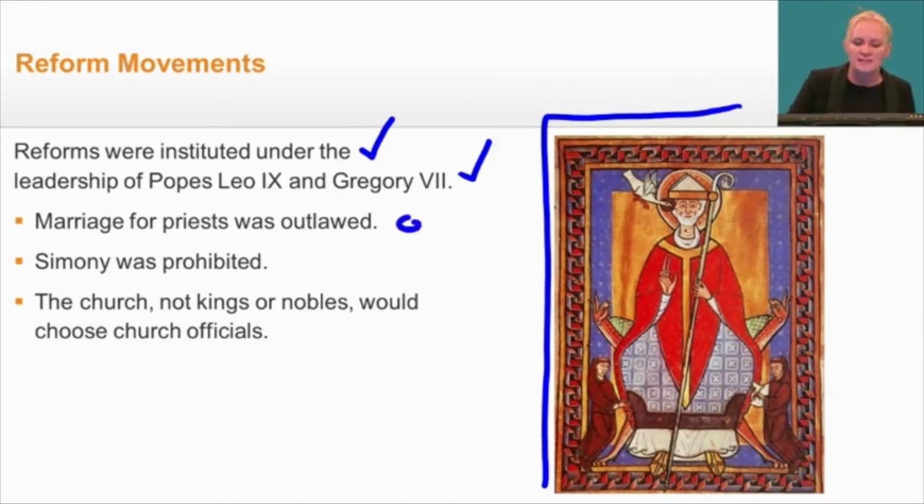Marriage for the priests was outlawed once again. Simony, that practice of giving high positions of power to the highest bidder, was prohibited. And the church, not kings or nobles, would choose church officials. Now, when the church started to say, nope, once again, we are going to choose our church officials, not a king or a noble, how do you think the kings and nobles took that? Well, it led to conflict between the church and these powerful kings as they clashed over power.